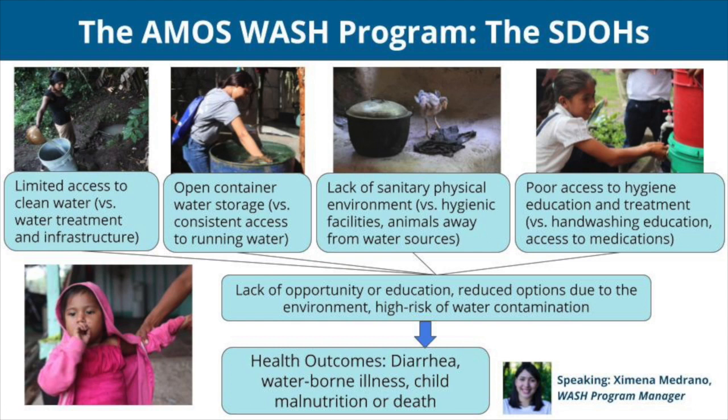I know that you're aware that in rural communities, we can find several social determinants of health. For example, there are families that may not have access to clean water because they don't have the infrastructure for water treatment or running water in their communities.